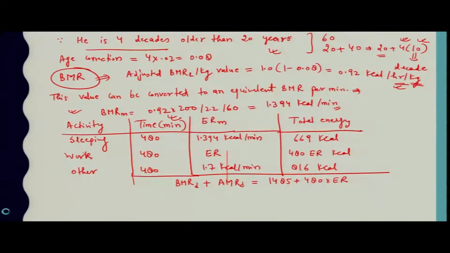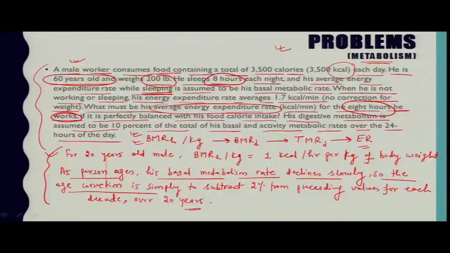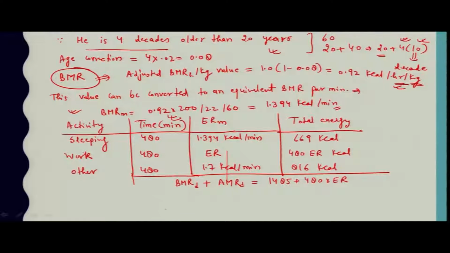Since what the question is saying is that his digestive metabolism is assumed to be 10% of the total of his basal metabolic rate over the 24 hours of the day, we have to calculate this digestive metabolic rate as 0.10 times BMRD plus AMRD, that will be equal to 0.10 times 1485 plus 480 times ER.